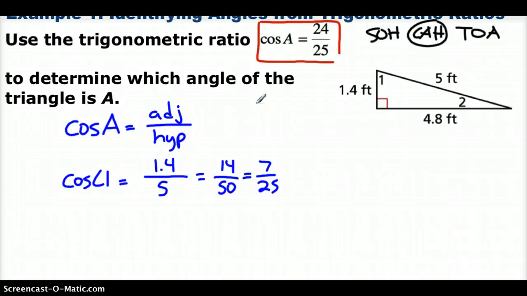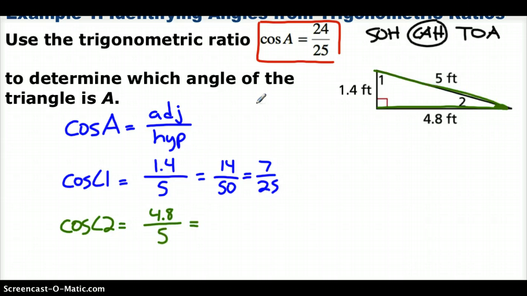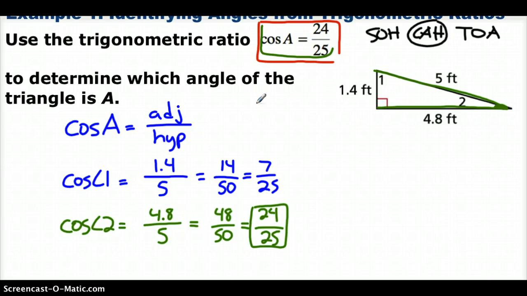So I'll look at the cosine of angle 2. This is the angle in question. The adjacent leg to angle 2 here is 4.8, so this is 4.8 over the hypotenuse, which is still 5. Again, I don't like these decimals, so I'm going to multiply both the top and the bottom by 10, which will give me 48 over 50. Both are even numbers, so if I divide both the top and the bottom by 2, that will give me 24 over 25. We should see this match up: the cosine of angle 2 equals what we have originally.